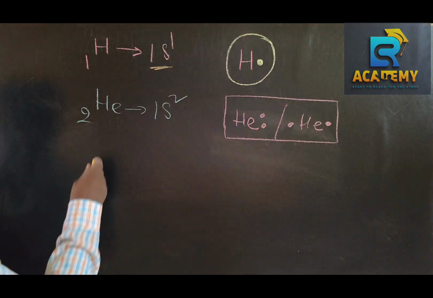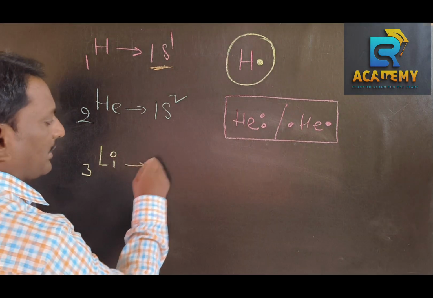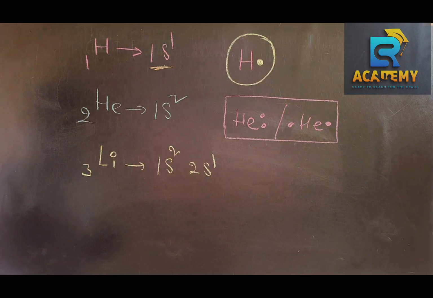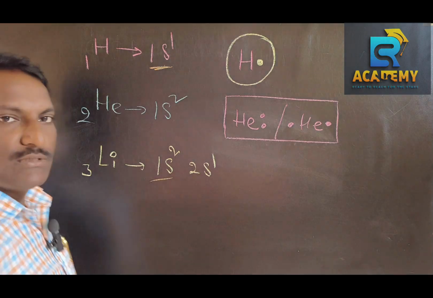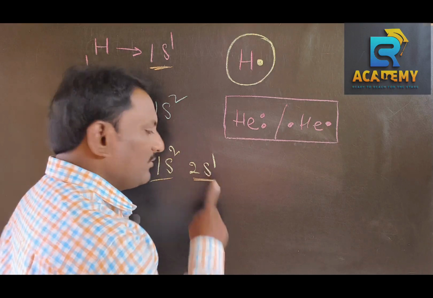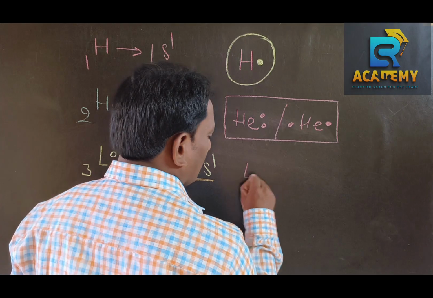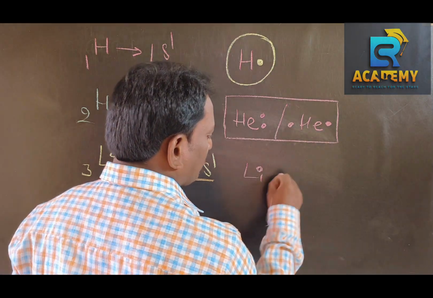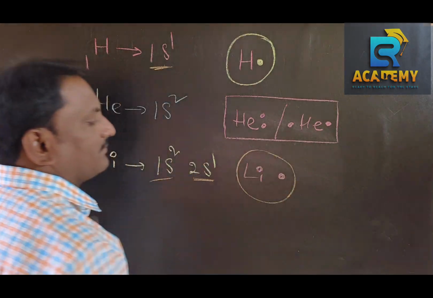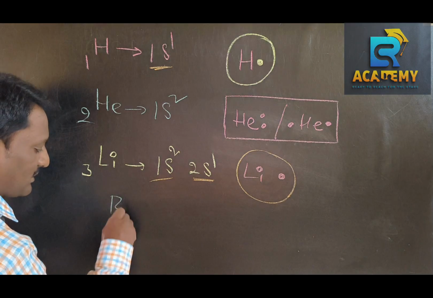Next one, Lewis dot structure of lithium. Lithium, atomic number 3, electronic configuration 1s2, 2s1. This is the first shell and this is the second shell. How many electrons are there in the second shell? Only one. So the Lewis dot structure of lithium is Li with a dot. This is the Lewis dot structure of lithium.